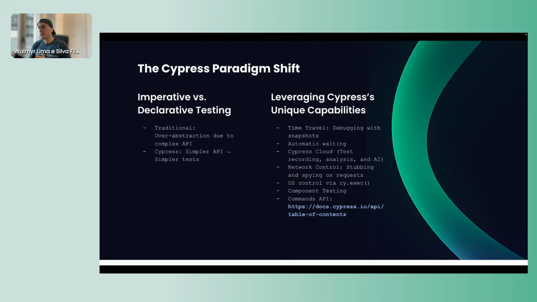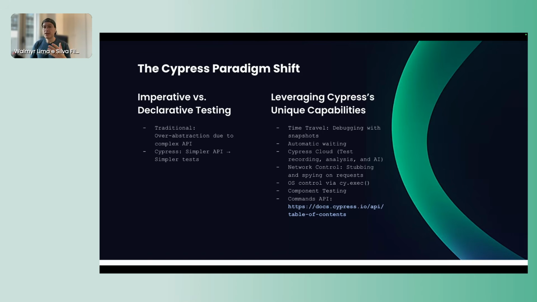Okay, so to leverage Cypress' unique capabilities, we have things like time travel, which is good for debugging, with the snapshots, where you can see how the app was after it executed. You can see step by step all the states of the application. And you can see before and after. I'm going to show you that in a moment. You have automatic waiting.